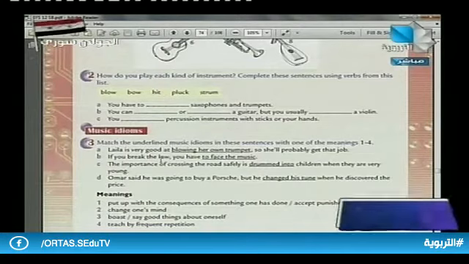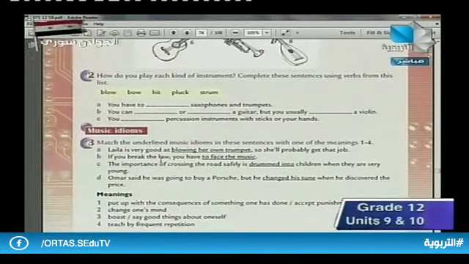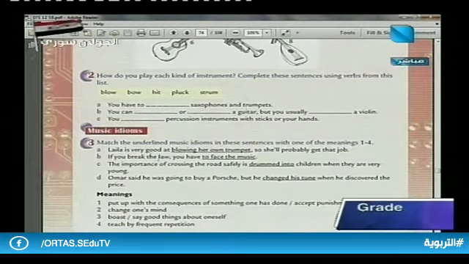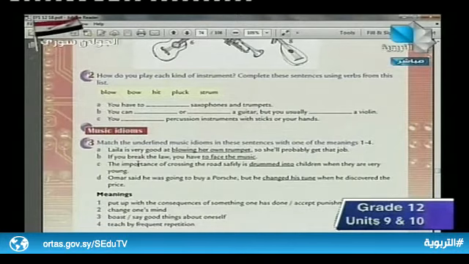If we try to translate this into Arabic, we won't understand anything. To face the music means to put up with the consequences, to face the punishment. You have to accept the punishment, accept the consequences. If you break the law, you have to accept the punishment. That's it, to face the music.